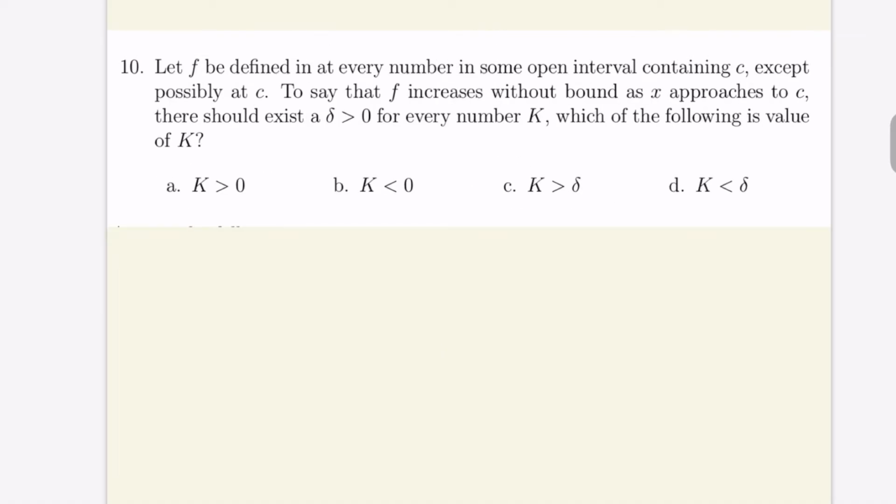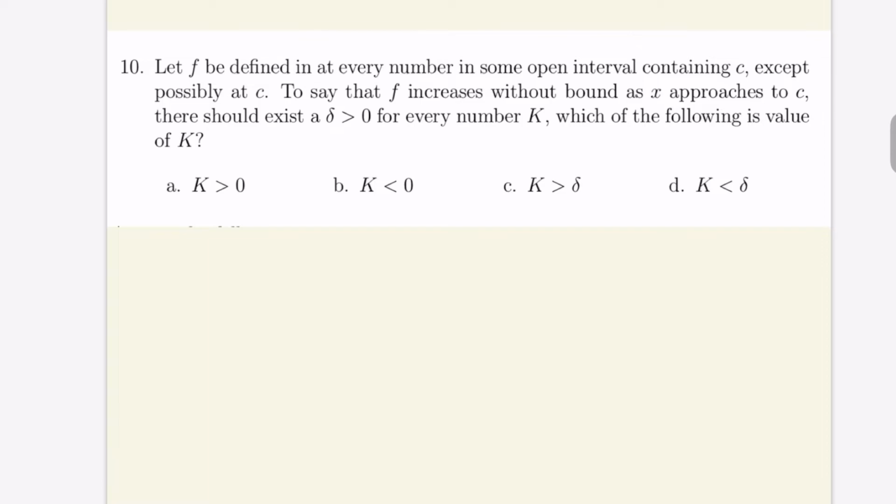Okay, number 10. Let f be defined at every number in some open interval containing c except possibly at c. To say that f increases without bound as x approaches c, there should exist a delta greater than 0 for every number k. Which of the following is the value of k?